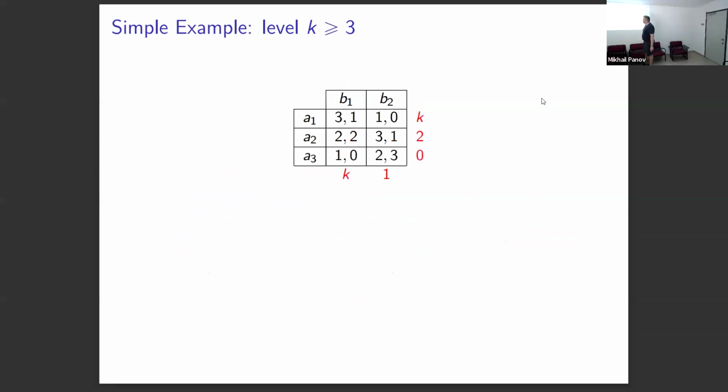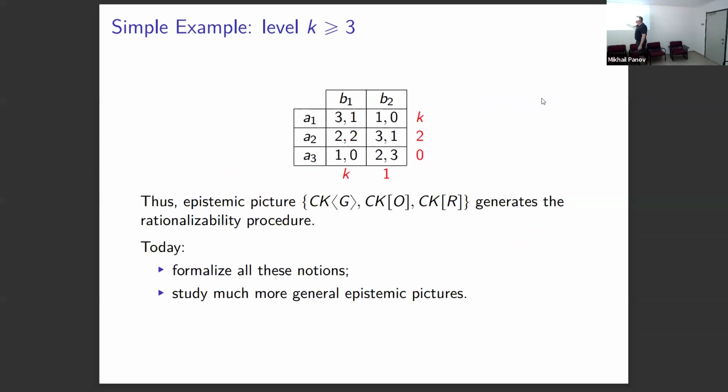But yes, so right now, look, common knowledge of the game, common knowledge of optimality, and common knowledge of rationality provides epistemic foundation for the rationalizability procedure of Bernheim and Pearce. It's no surprise, it's quite similar to what they wrote. Now, today I want to formalize all of these notions which I wrote here, and also make them much more general. But the basic idea of the algorithm is how it works.